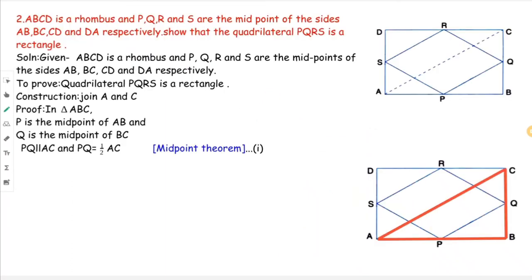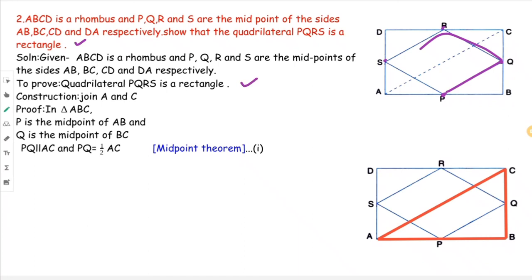Let's do one more, question number 2. So ABCD is a rhombus once again, and P, Q, R, and S are the midpoints of the sides. So just like the previous question, these are the midpoints, and remember that ABCD is a rhombus. We also have to prove that this PQRS is a rectangle. So the given is ABCD is a rhombus and P, Q, R, S are midpoints. To prove: it is a rectangle.